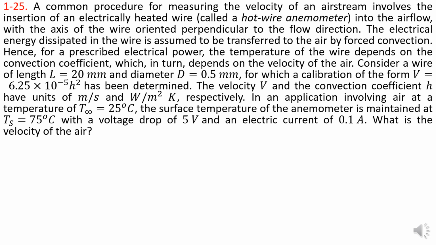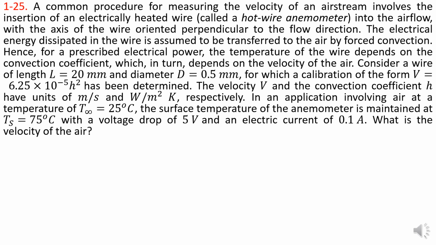Now we are moving towards another problem, which is problem number 1.25 of our textbook, and it states that a common procedure for measuring the velocity of an air stream involves the insertion of an electrically heated wire called a hot wire anemometer into the airflow with the axis of the wire oriented perpendicular to the flow direction. The electrical energy dissipated in the wire is assumed to be transferred to the air by forced convection. Hence, for a prescribed electrical power, the temperature of the wire depends on the convection coefficient, which in turn depends on the velocity of the air.